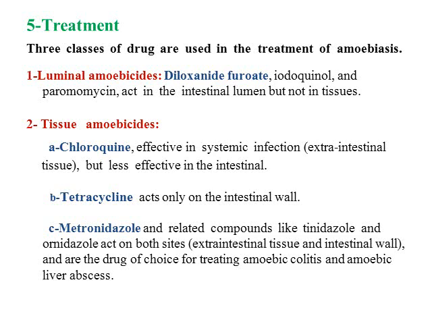القسم الثالث من الدراجز اللي هي tissue amoebicides هي الميترونيدازول المعروف بالفلاجيل and related compounds such as التينيدازول. هنا هاي kill the trophozoites in both sides، يعني ممكن تقتل التروفوزويتس in the extraintestinal tissue and in the intestinal wall. إذن هي are the drug of choice for treating amoebic colitis اللي هي intestinal wall infection and treating amoebic liver abscess اللي هي extraintestinal amoebiasis.